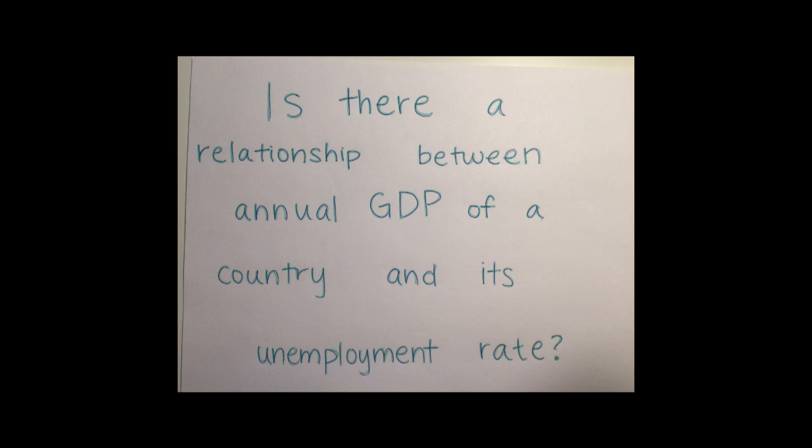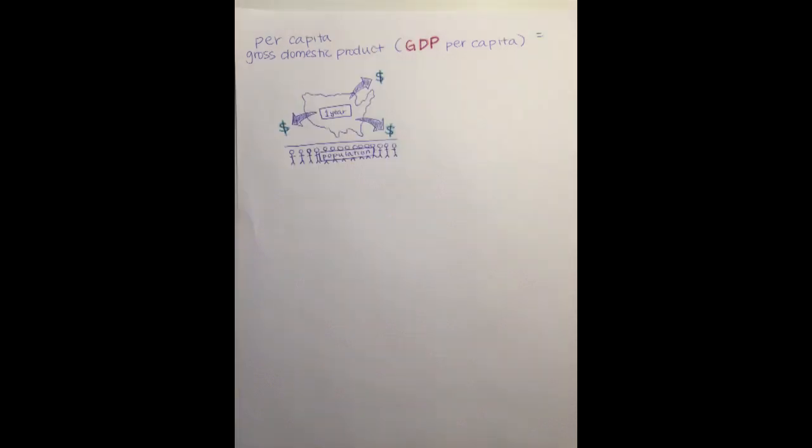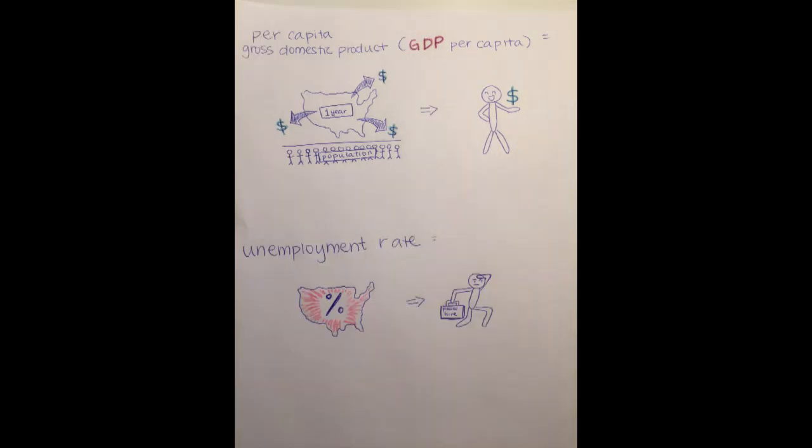Is there a relationship between the annual gross domestic product of a country and its unemployment rate? The per capita gross domestic product, also known as GDP per capita of a country, is the monetary measure of all goods and services produced within a country during a time frame divided by the population of the country. This quantity thus measures the average value of all goods and services produced by a single member of the population of a country. The unemployment rate of a country gives the percentage of its population that is actively searching for employment but excluded from the workforce.